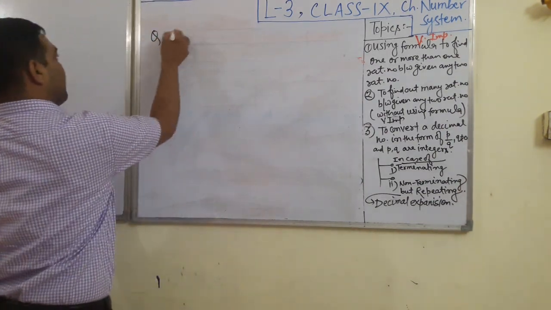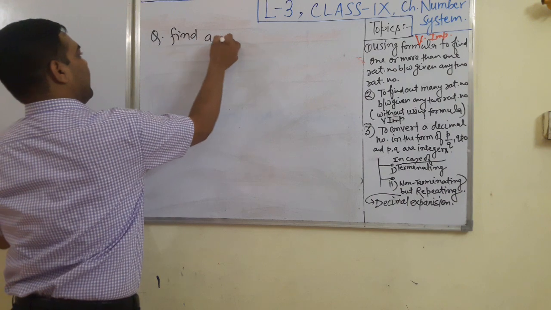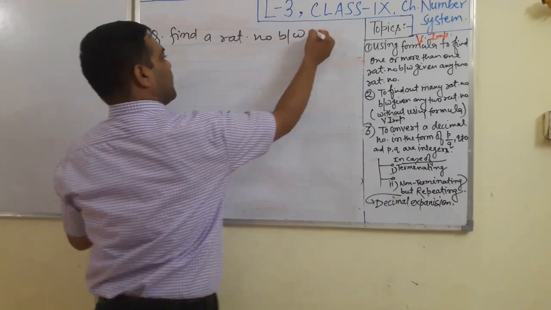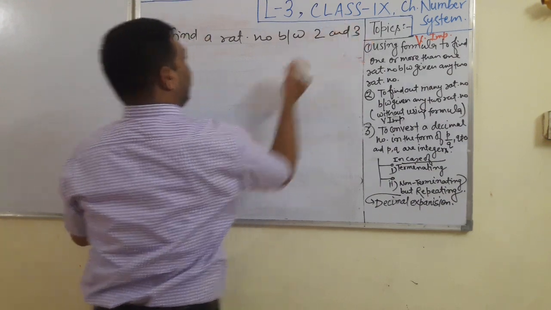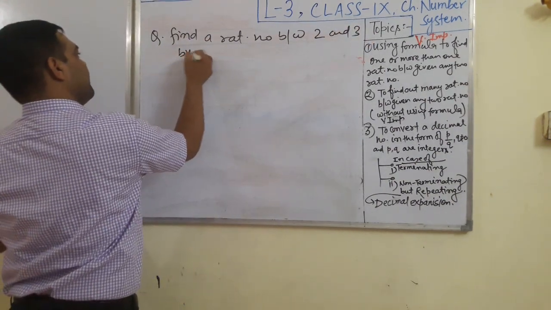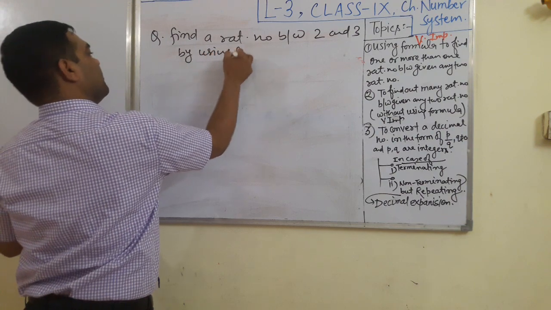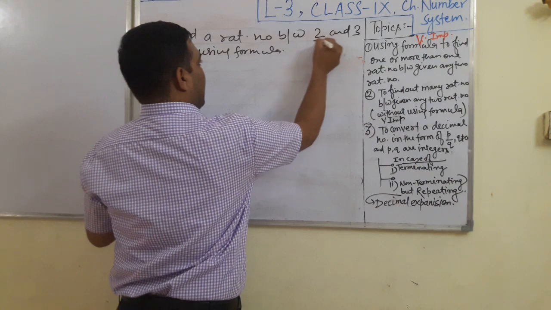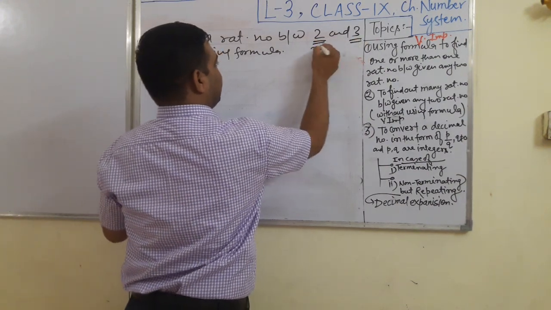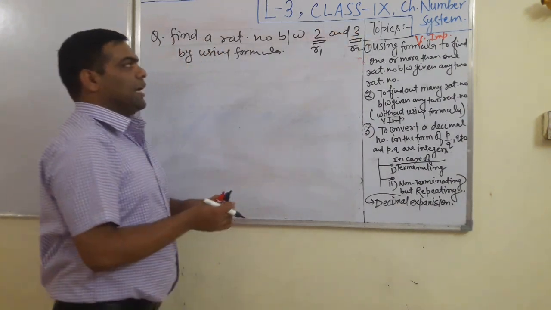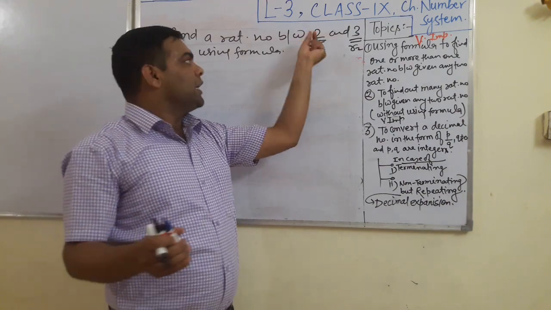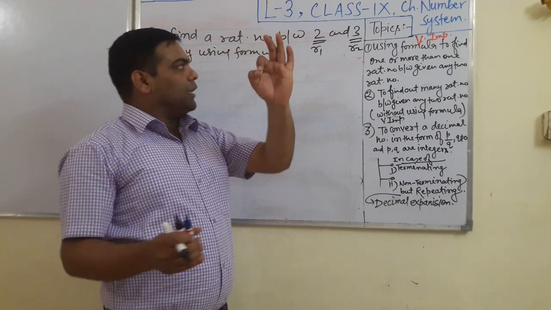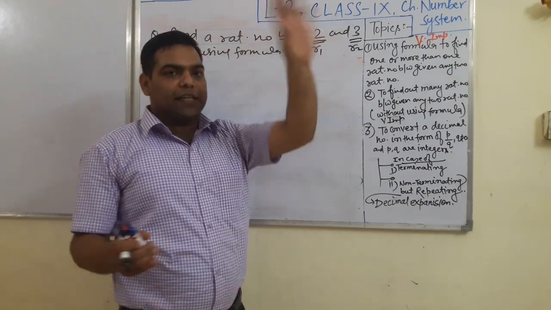Question is here, find a rational number between 2 and 3 by using the formula. Well, students, see here, this is R1 and this is R2, say we have considered. Both are rational numbers because these are natural numbers or counting numbers, and students, we know that our counting numbers are rational.